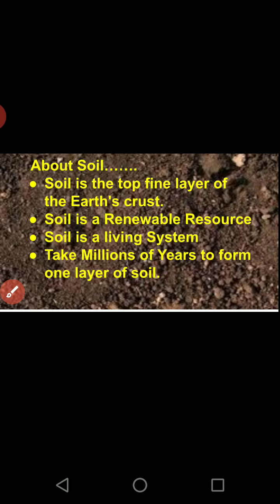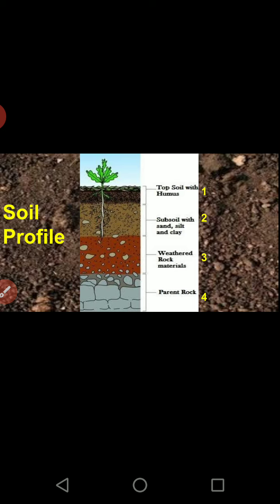So here we have the soil as a living system. About soil, a few details over here. Now regarding the formation, the soil profile. Profile, when you cut anything in a vertical section and see the layers, this is the profile we are seeing. Now whenever you see a soil profile, you will find every soil requires a base rock, a parent rock from where the soil will be formed. Parent rock plays a very important role.